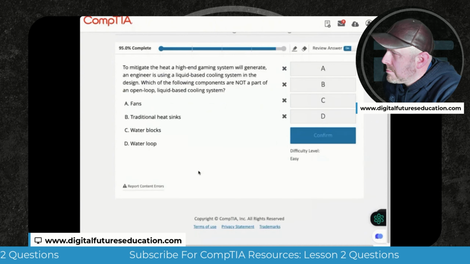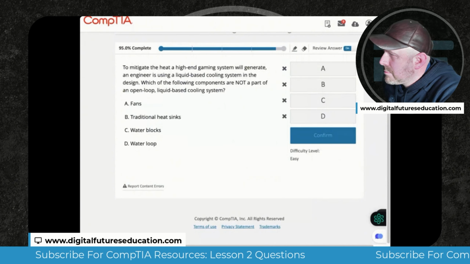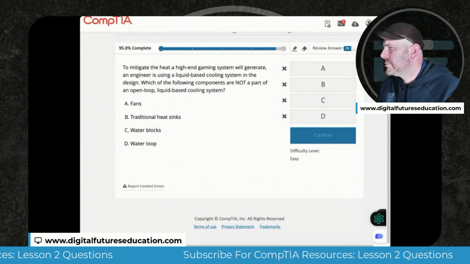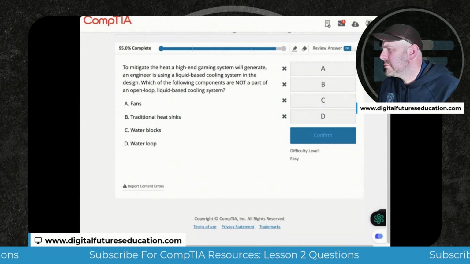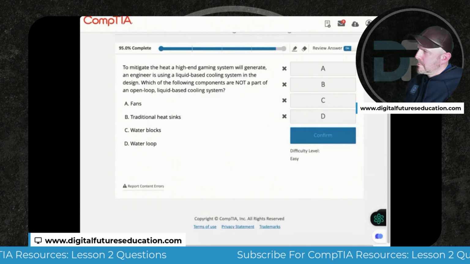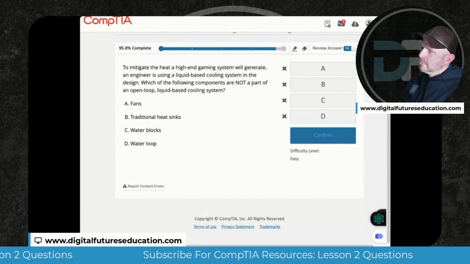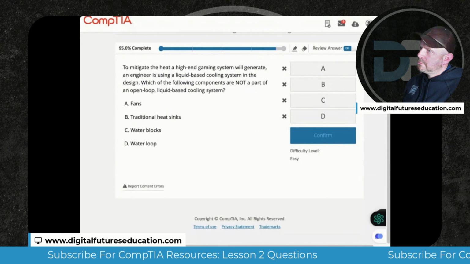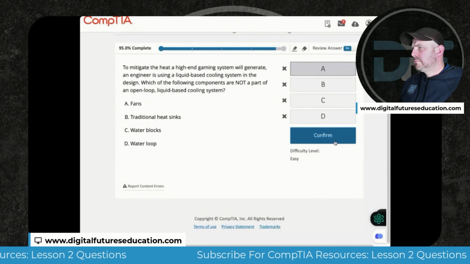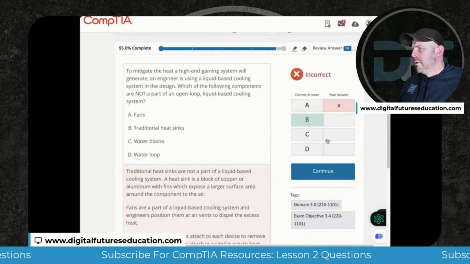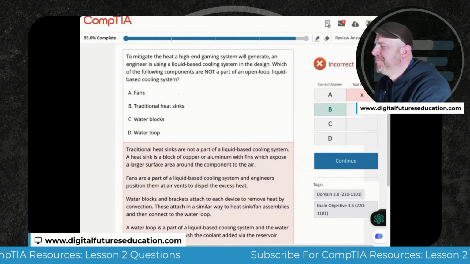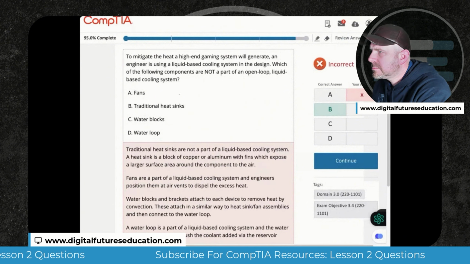90% complete, 95%. To mitigate the heat that a high-end gaming system will generate, an engineer is using a liquid-based cooling system in the design. Which of the following components are not part of an open loop liquid-based cooling system? Which is not part? This is a fan. Yeah, let's try it. Oh, fan's the obvious answer, I think. Nope, it's something else. It's B, traditional heat sinks. So traditional heat sinks are not part of a liquid-based cooling system.